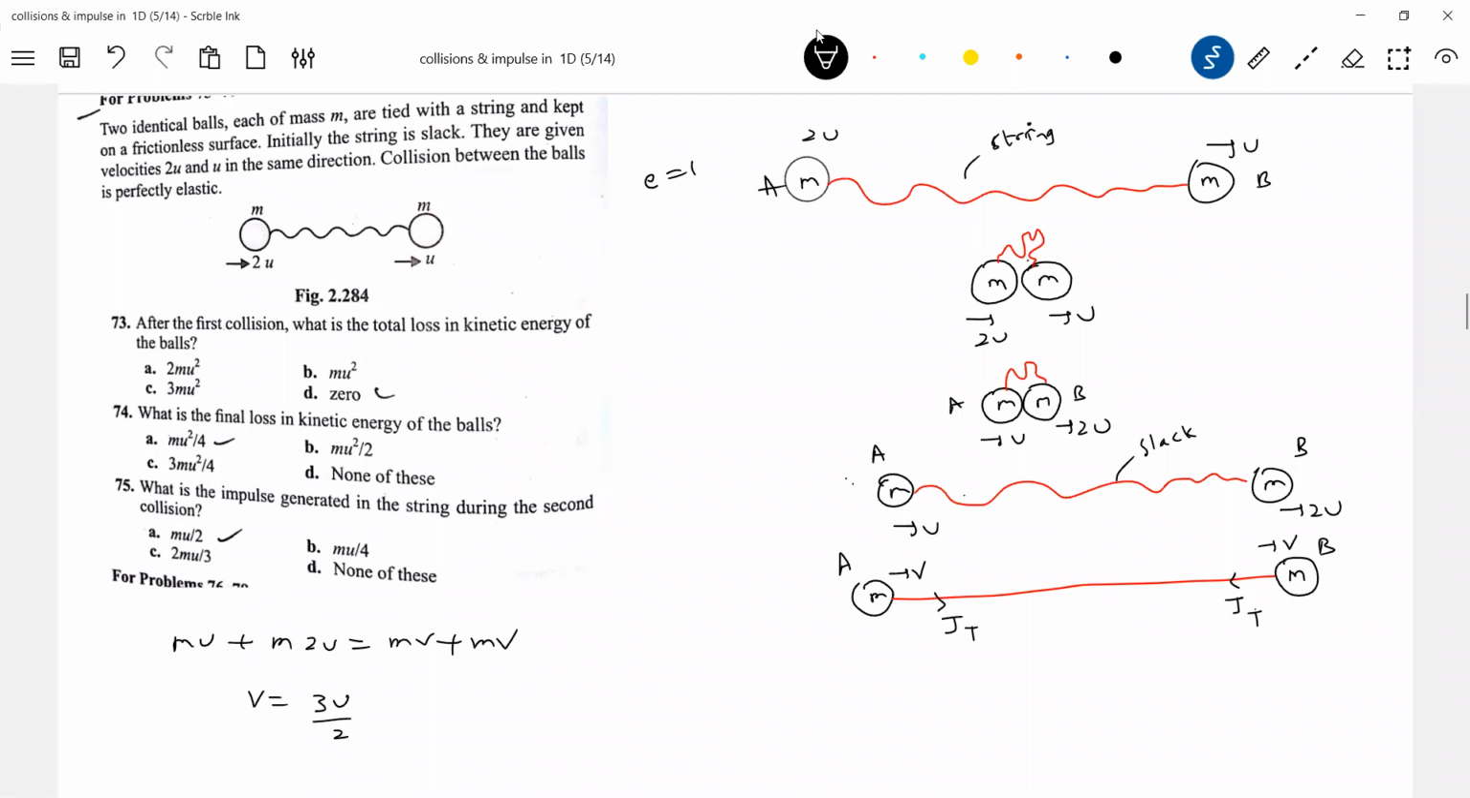So let's calculate that impulse. So JT is equal to. What was the velocity with which ball A was moving? I'll write it, ball A. Initial momentum is mu. Impulse acts in the direction of motion. Finally, it is mv. So mu, JT, this is 3u by 2. So what is the impulse? JT is equal to mu by 2. This is one answer.